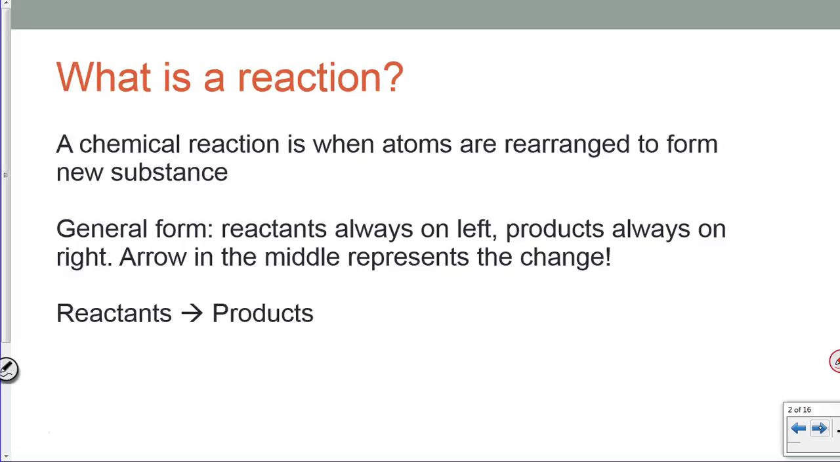The general form of a chemical reaction is reactants are always on the left side. Okay? Products are always on the right, and there's an arrow in the middle that represents the changing process. Okay, so we see a nice pretty example here. Reactants on the left, products on the right, and a beautiful arrow in the middle to represent the change.